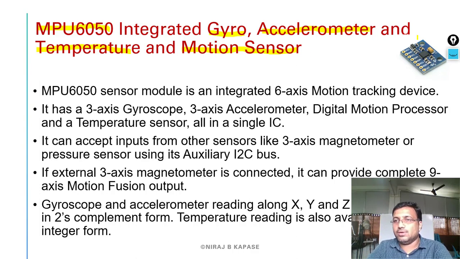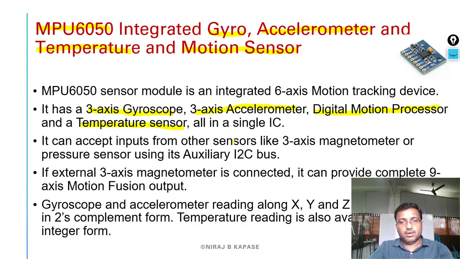So this IC module looks like this. The MPU 6050 is an integrated 6-axis motion tracking device. 3 axes for the gyro, 3 axes for the accelerometer, 1 digital motion processor and a temperature sensor are available, and all in a single IC. The IC number is 6050.